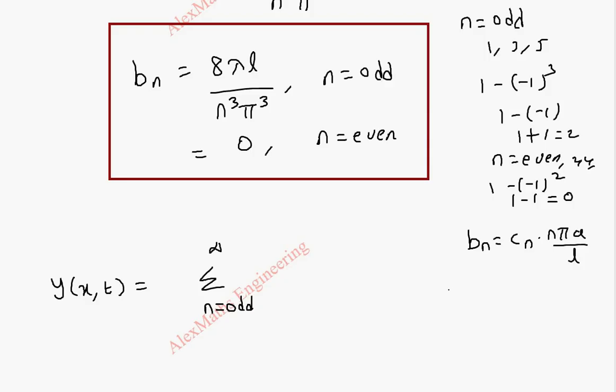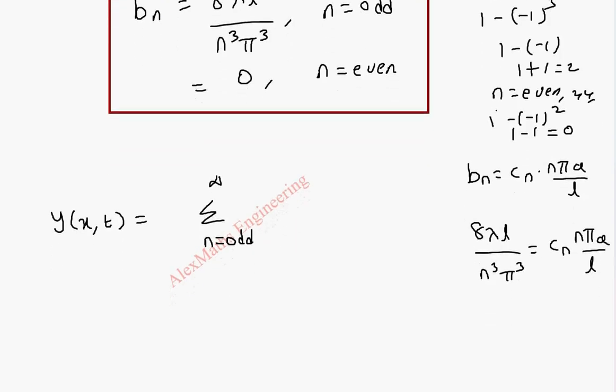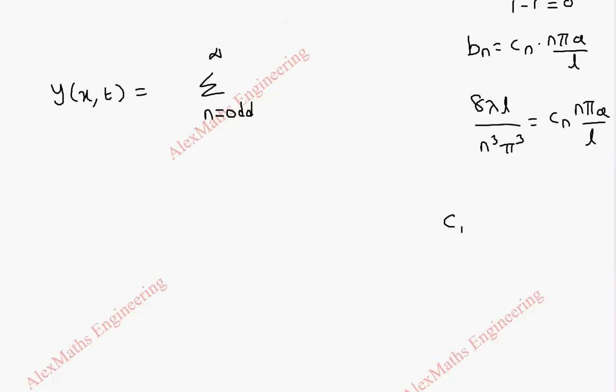So when I get Bn as 8 lambda L by n cubed pi cubed, that is equal to Cn into n pi a by L. So using this, I can get the Cn. Cn will become, we have to cross multiply, so 8 lambda L squared, because this L will get multiplied with this, and divided by this n pi a will get multiplied here. So n power 4 pi power 4 a.